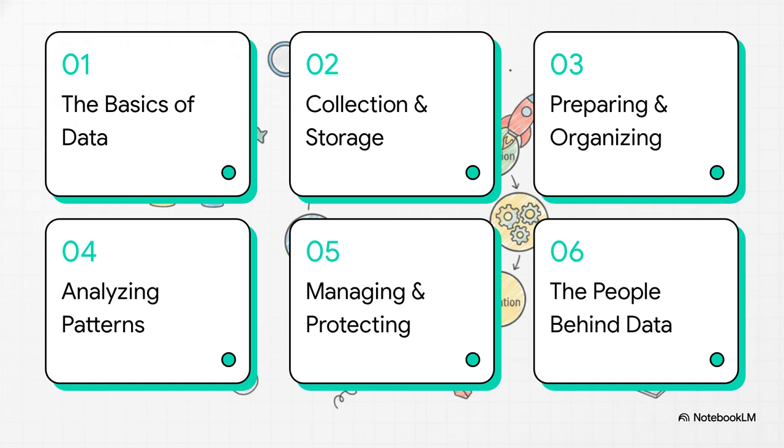33 terms might sound like a lot, but we're going to break them down into a totally logical journey. We'll cover 1. The basics of data. 2. Collecting and storing information. 3. Preparing and organizing data. 4. Analyzing for hidden patterns. 5. Data management and protection. And finally, 6. The people behind data.